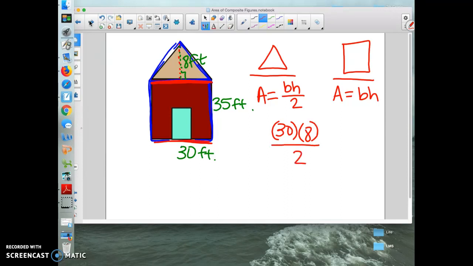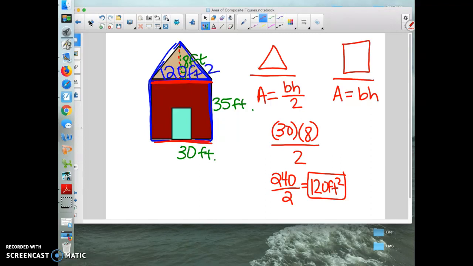So we'll do our order of operations where we have to do the top of the fraction first. That's 240 divided by 2, which is 120 feet squared. So the triangle is 120 feet squared.